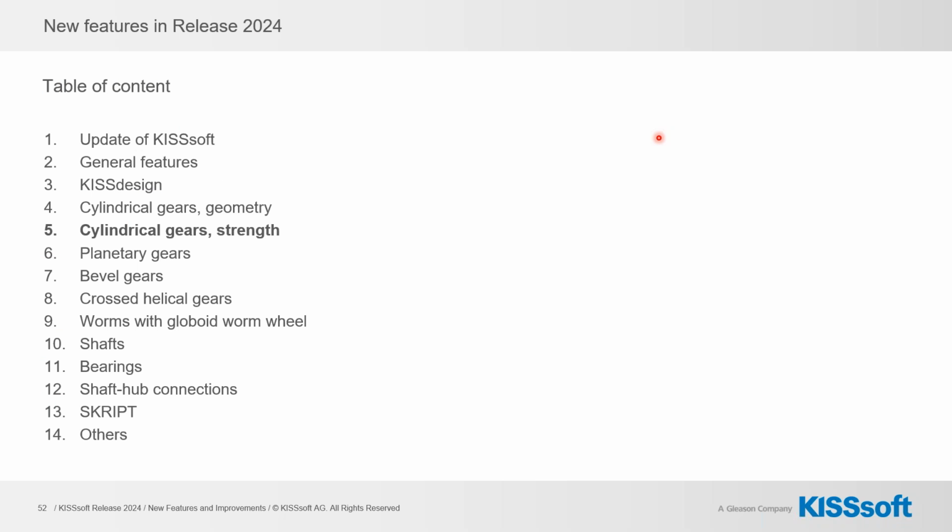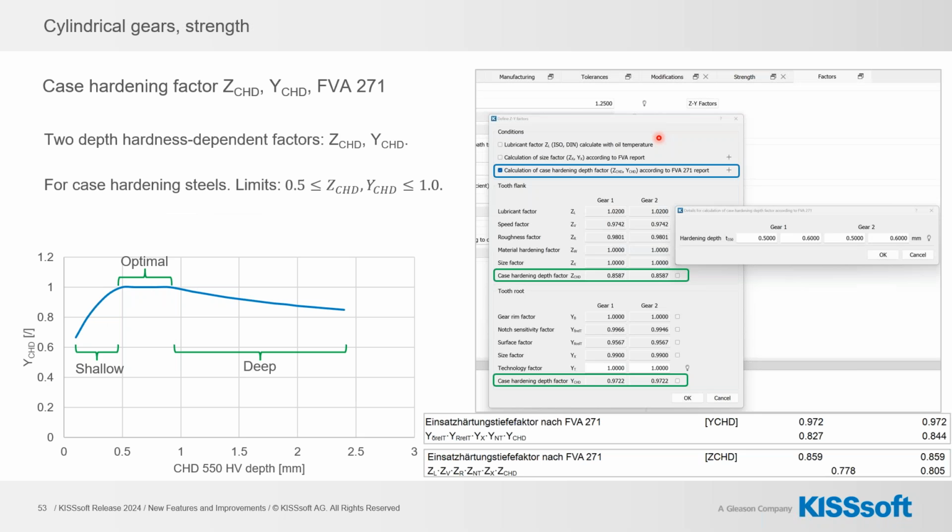Now I would like to continue with the gear strength topics. First of all, in release 24, it is now available to have the calculation of the case hardening factor. The case hardening factor describes the properties of the gear pair if the case hardening depth is not optimal. It is either too shallow or too deep. What happens is that the permissible stresses will be reduced.